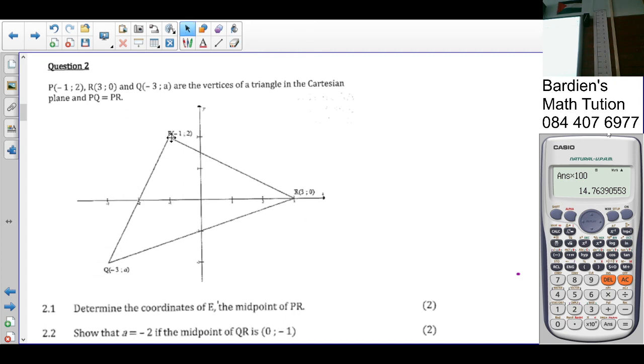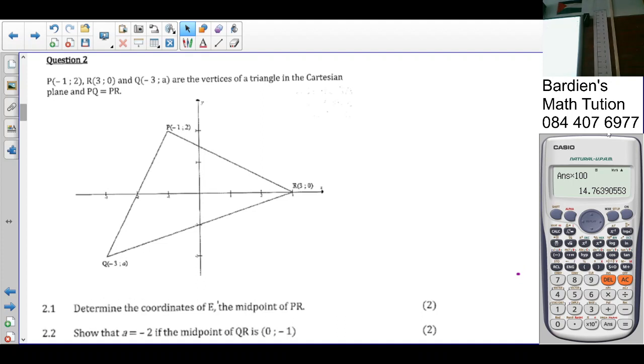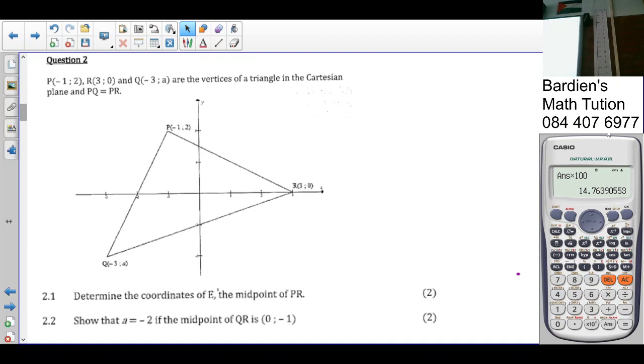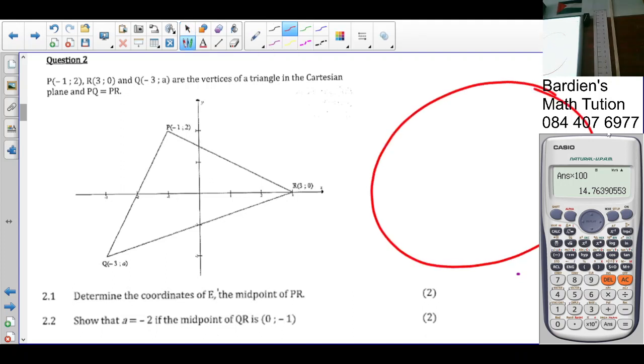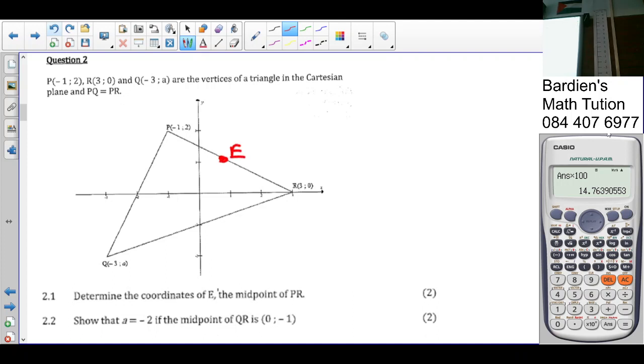So what I'm going to do is write all the answers on the side, and then just fill in the information on the diagram and delete the questions afterwards, so as to keep the diagram in focus. So the first question says determine the coordinates of E, which is the midpoint of PR. So they were looking for that coordinate E.